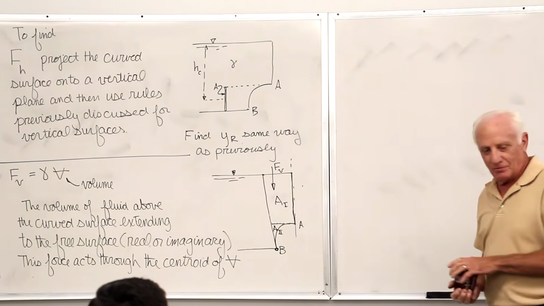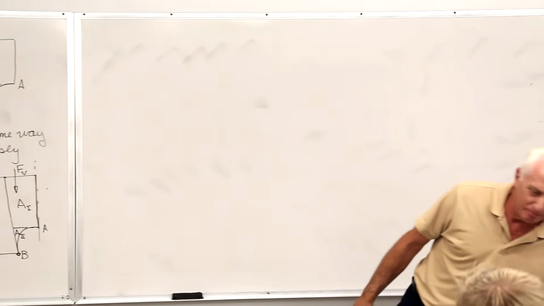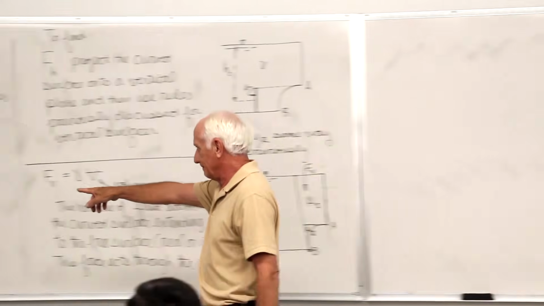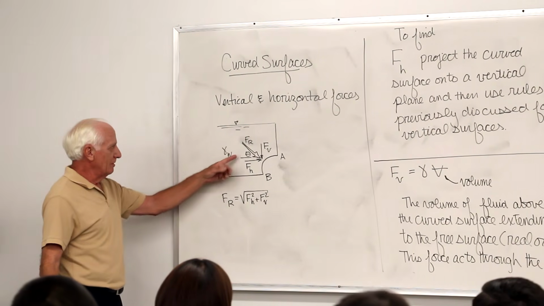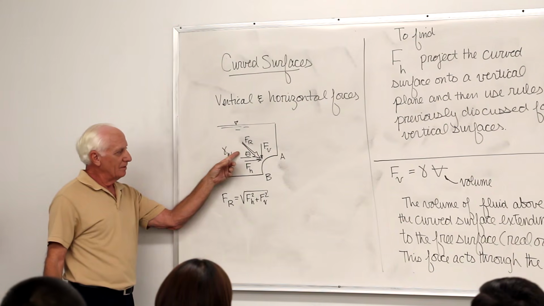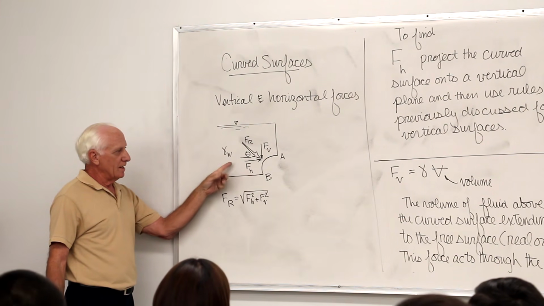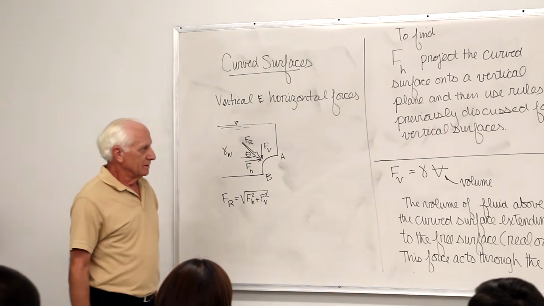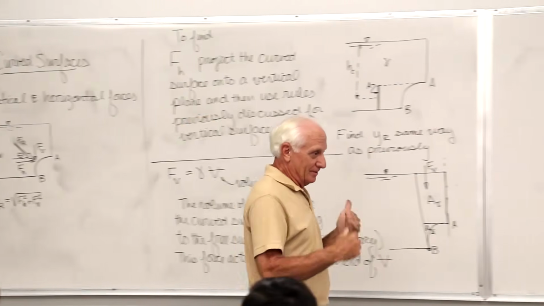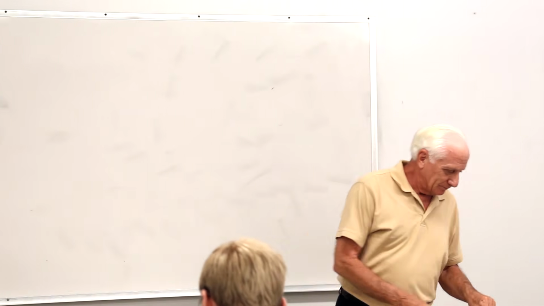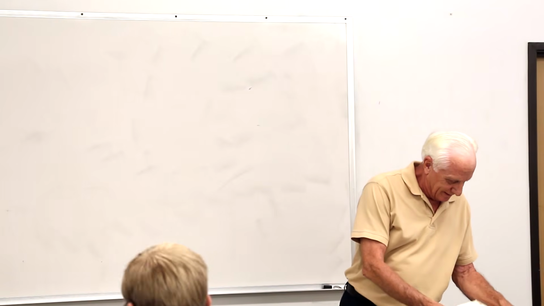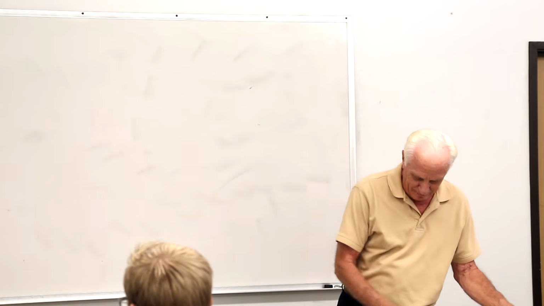Once you've got those two, what do you do? You find the result. Here it is. Once you find the result, you can find theta. Problem solved. Find the resultant force and where it acts. Okay, so that's the procedure you use for curved surfaces. All right, so let's take an example.